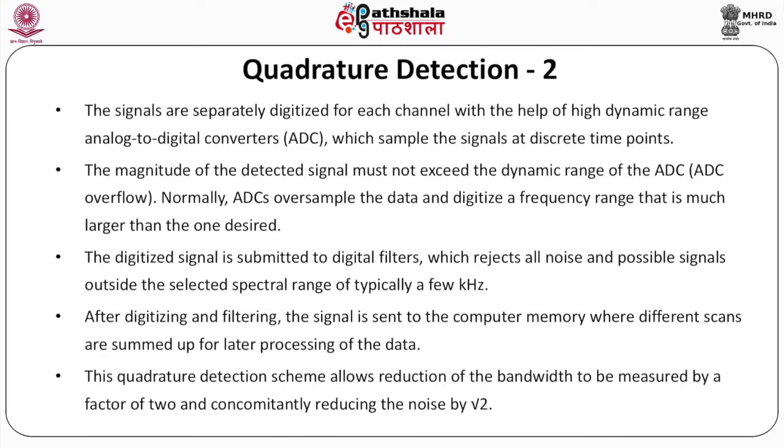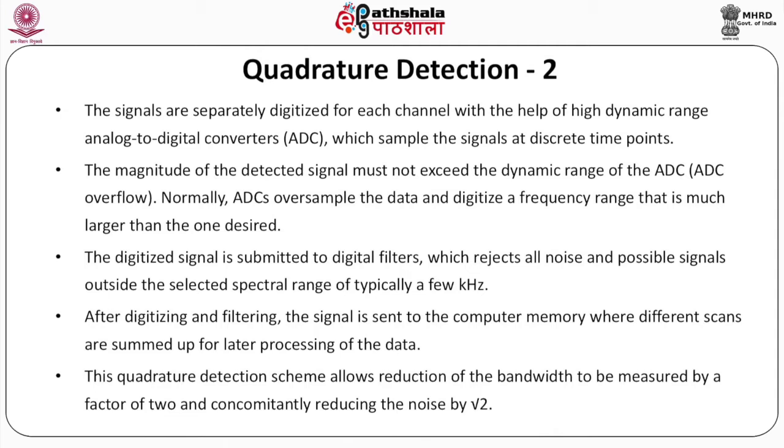The signals are separately digitized for each channel with the help of high dynamic range analog to digital converters, which sample the signals at discrete time points. The magnitude of the detected signal must not exceed the dynamic range of the ADC. This is called as ADC overflow.